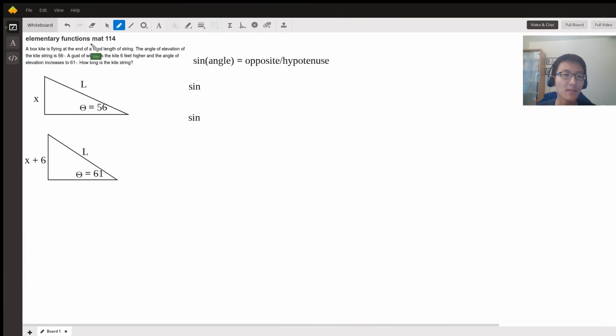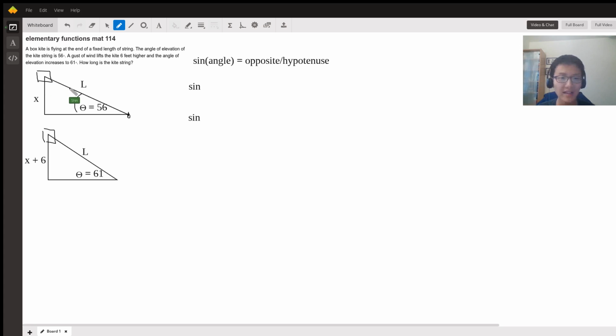All right, so in this problem, it says that a box kite is flying at the end of a fixed length of string. So suppose here's the origin, and here's the kite. Okay, this triangle is where the angle of elevation, or the angle here above, is theta equals 56 degrees. And then when the gust of wind comes, the kite becomes 6 feet higher than the original height, and that increases theta to 61 degrees.